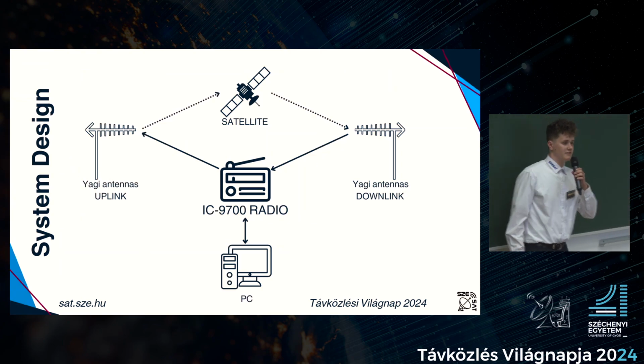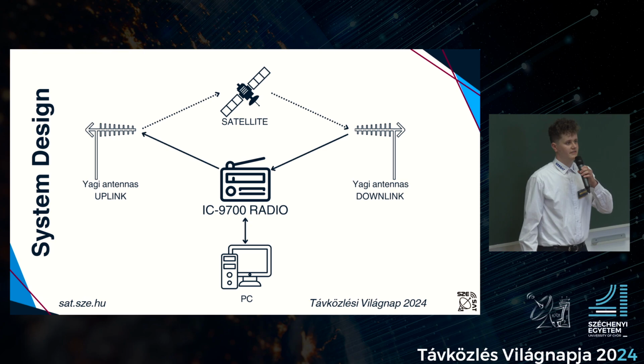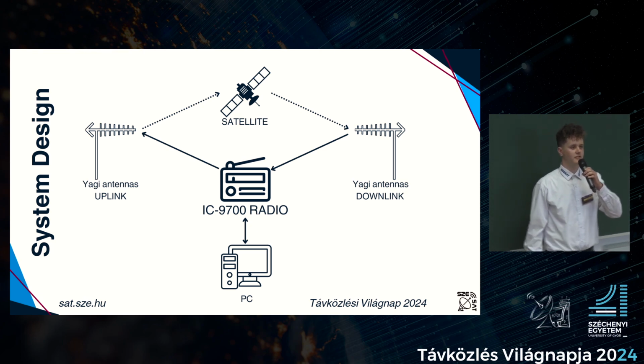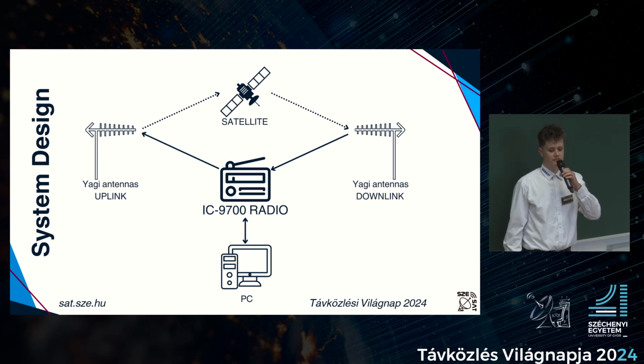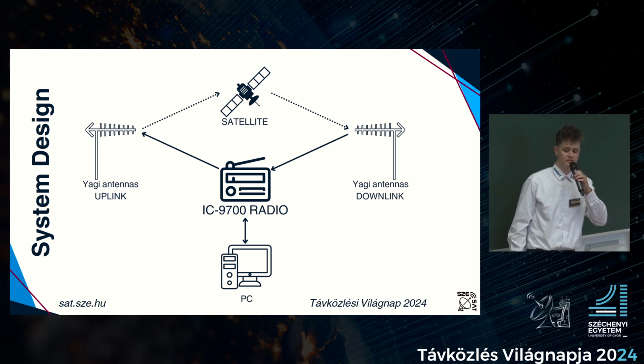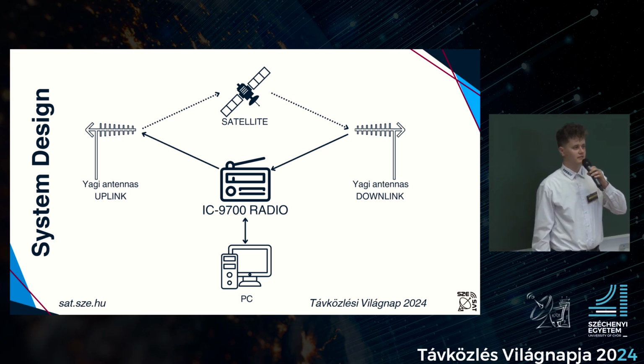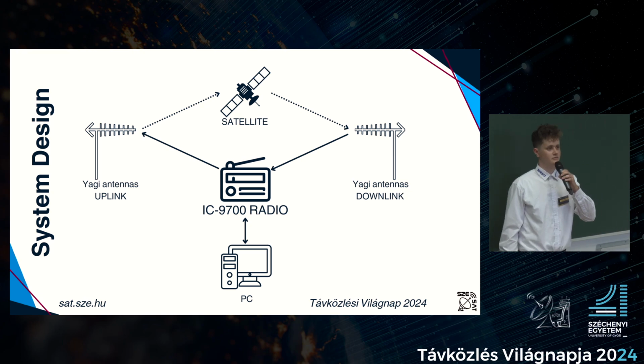As we have spoken about before, we will need to use two different frequencies. This is why we don't only have one radio and one antenna, but we have two antennas for both uplink and downlink. This way we can make it possible to communicate with other satellites also, and not only the International Space Station.